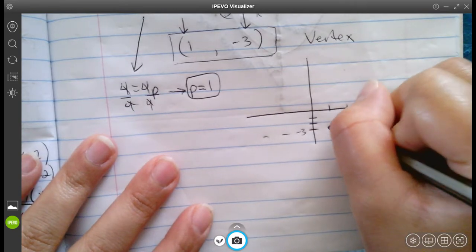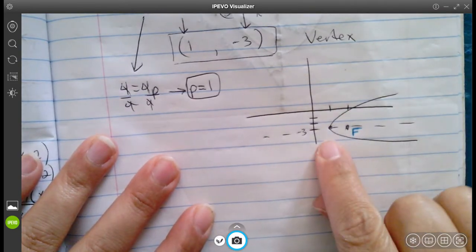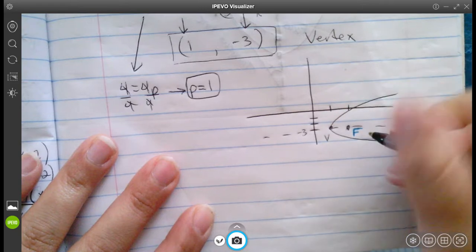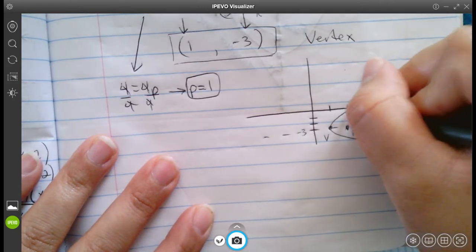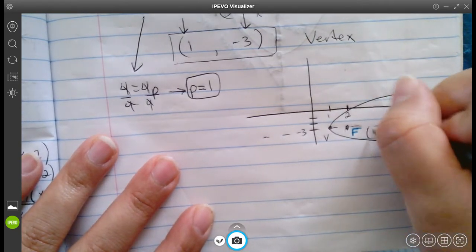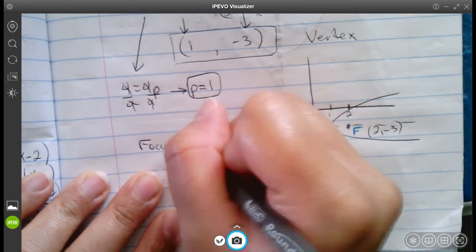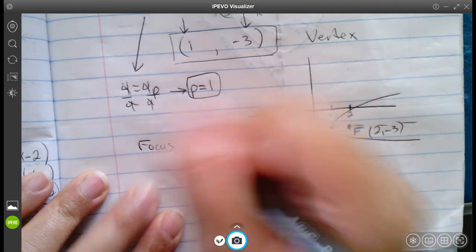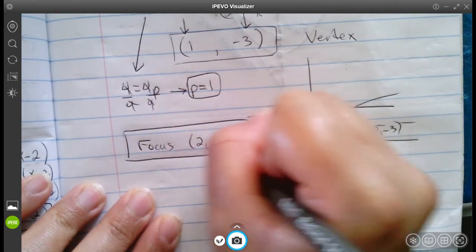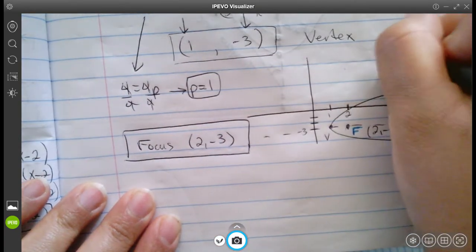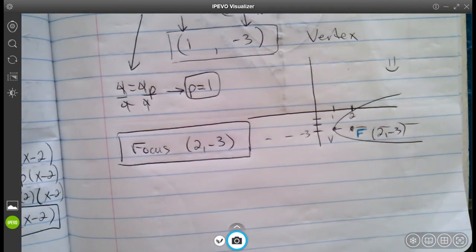My focus is p units away from the vertex. So what point is this? Well, this is just going to be 2, because that was 1. It's going to be (2, negative 3). And I have found my focus. Little more difficult, little more steps, but you know what? It's not too bad. Okay.